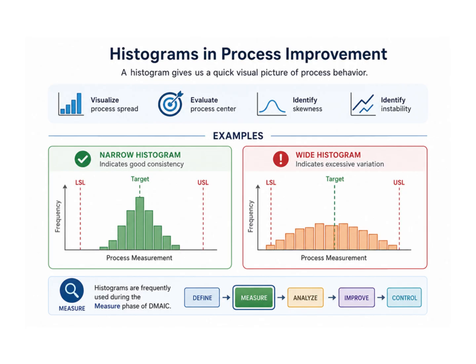Histograms help organizations visualize process spread, evaluate process center, detect skewness, and spot early signs of instability. In other words, a histogram gives us an immediate picture of how the process is behaving. For example, a narrow histogram typically signals good consistency. A wide histogram often indicates excessive variation that may require investigation. Because of this, histograms are a foundational tool in the measure phase of DMAIC, where teams work to understand the current state of the process before making improvements.